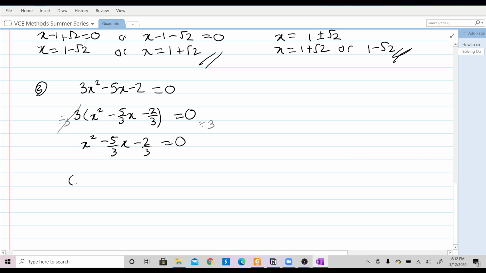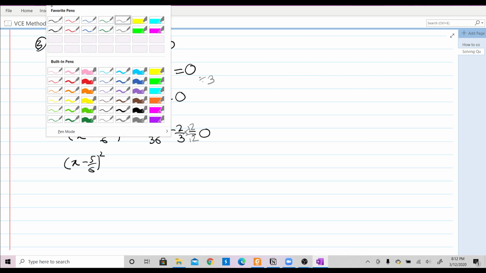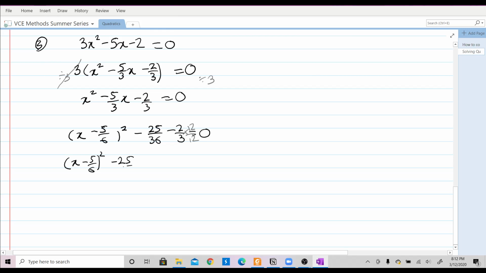From there, now I need to complete the square, so I can go (x - 5/6)². Half of negative 5/3 is negative 5/6. I square that, it becomes 25/36. Add the minus in there, and then drop that negative 2/3 down. I'm going to make a common denominator of 36, so that means I need to times 2/3 by 12/12. So this becomes - 25/36 - 24/36 = 0. Combining those two together gets me 49/36 = 0.